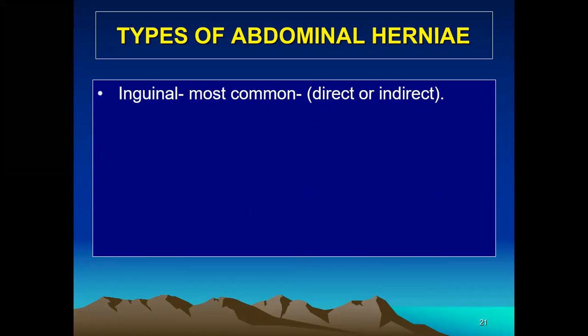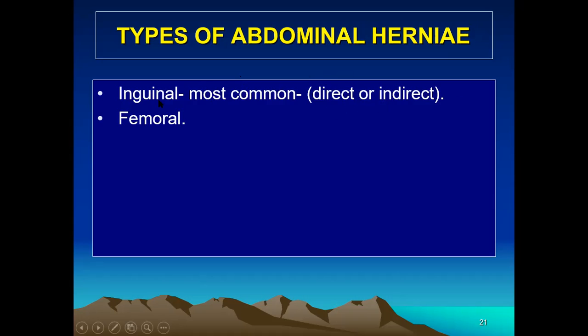then it is called a hernia, an inguinal hernia. So what are the types of abdominal hernias? We are not only talking about the inguinal hernias, we are also talking about the other hernias. The first is the inguinal hernia, which is the most common. That's why you studied the inguinal hernias. There are two types, direct and indirect.